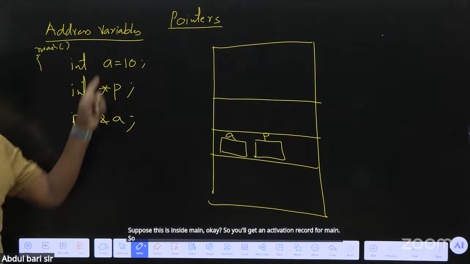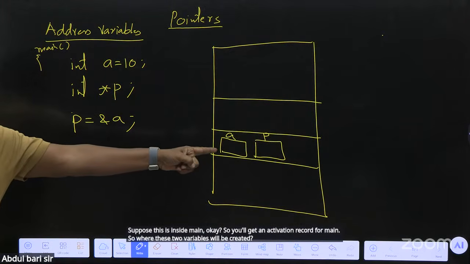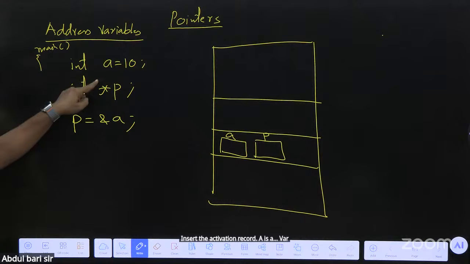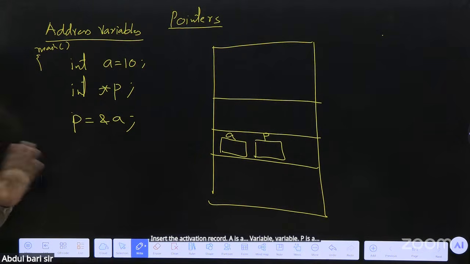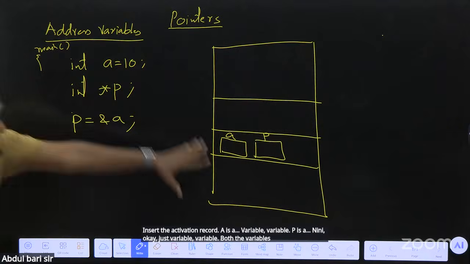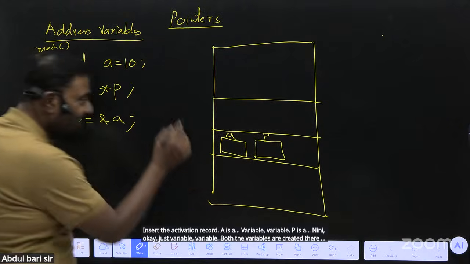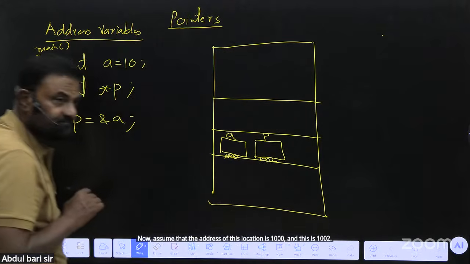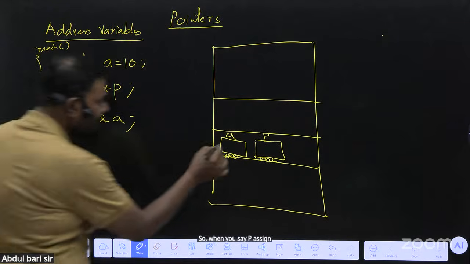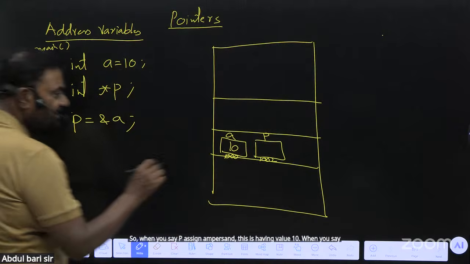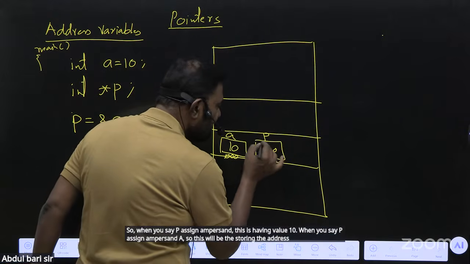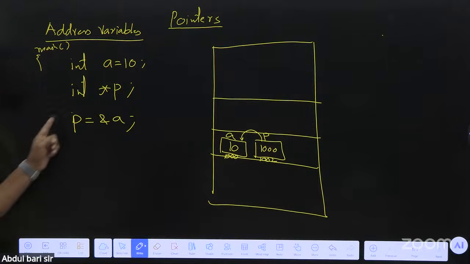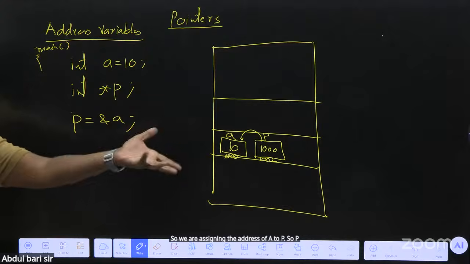So where will these two variables be created? Inside the activation record. A is a variable, p is just a variable. Both the variables are created there only. Now assume that the address of this location is 1000 and this is 1002. This is having value 10. When you say p assign ampersand a, this will be storing the address 1000. So it is referring to this one. We are assigning the address of a to p, so p is holding the address of a now.